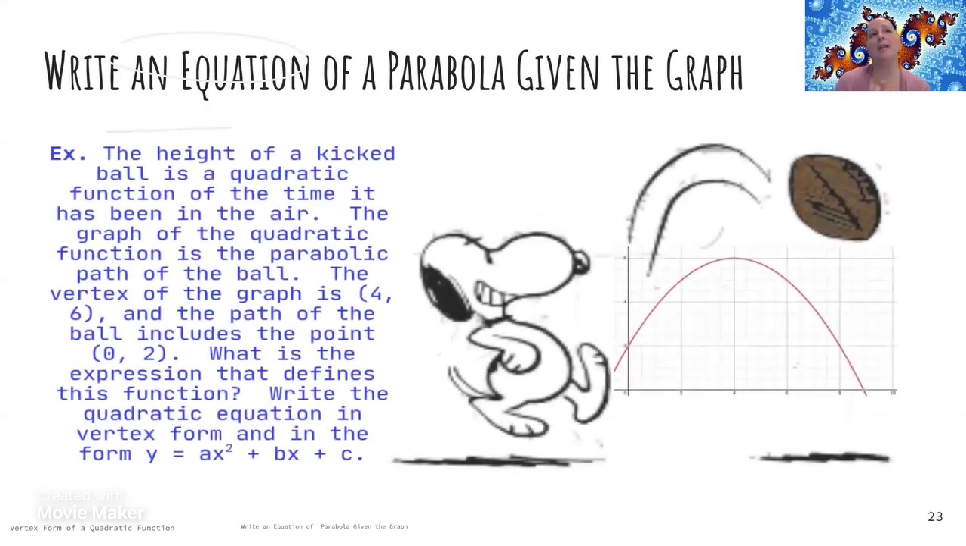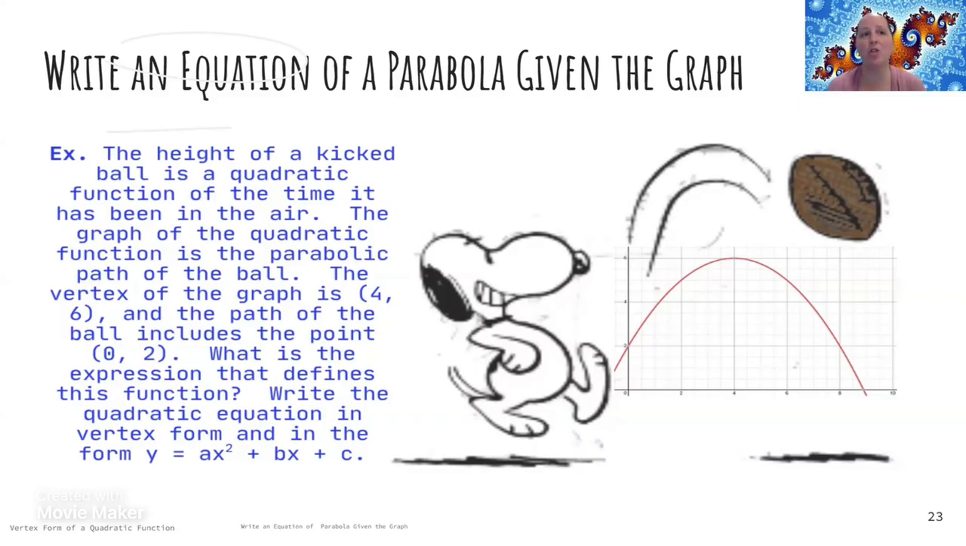So for example, the height of a kicked ball is a quadratic function of the time it has been in the air. The graph of the quadratic function is the parabolic path of the ball. The vertex of the graph is (4, 6) in this case, and the path of the ball includes the point (0, 2), probably from the point where the ball was kicked. What is the expression that defines this function?